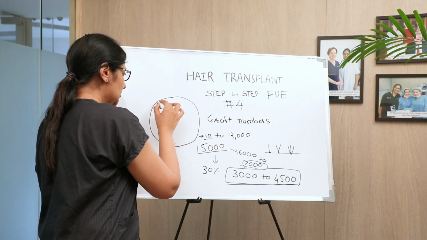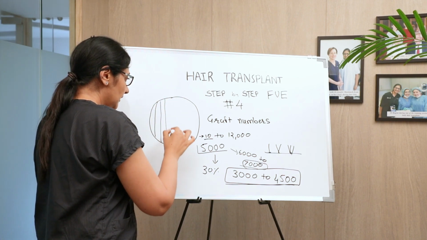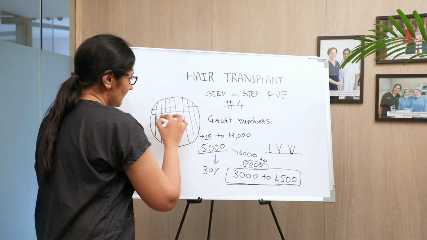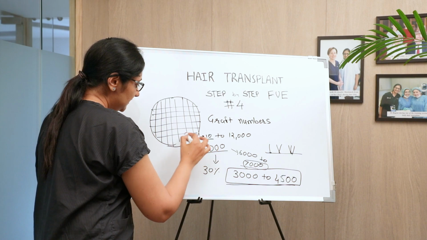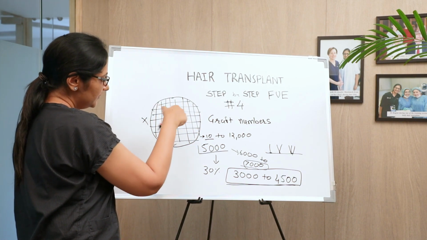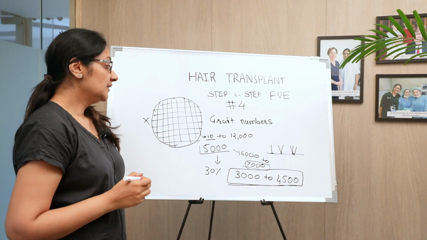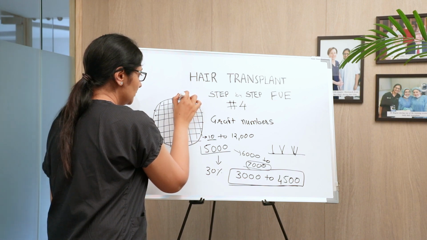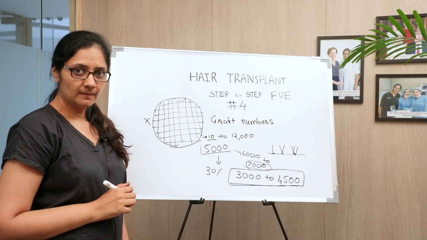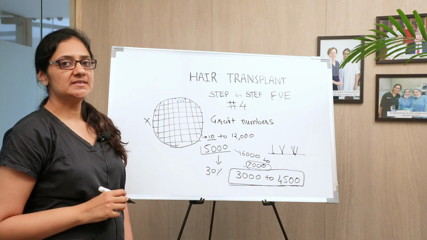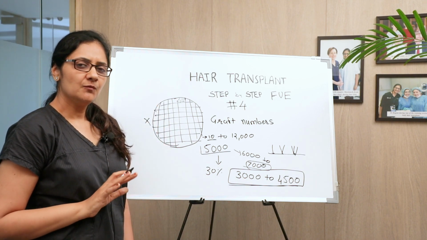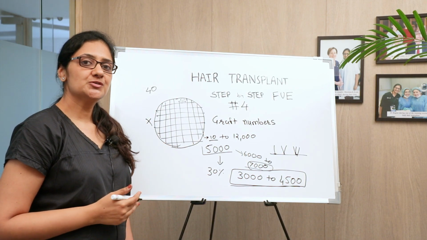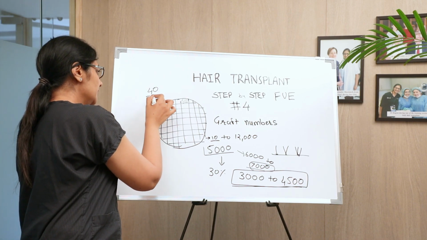The commonest calculation is we divide the bald area into a grid of 1 centimeter square each. After dividing that, you have X number of square centimeters available. Then you have to decide how many grafts you want to put in 1 square centimeter in order to achieve the desired density. This varies from person to person. But for an average result, minimum 40 is required. But for good or dense results, we can go even up to 55.